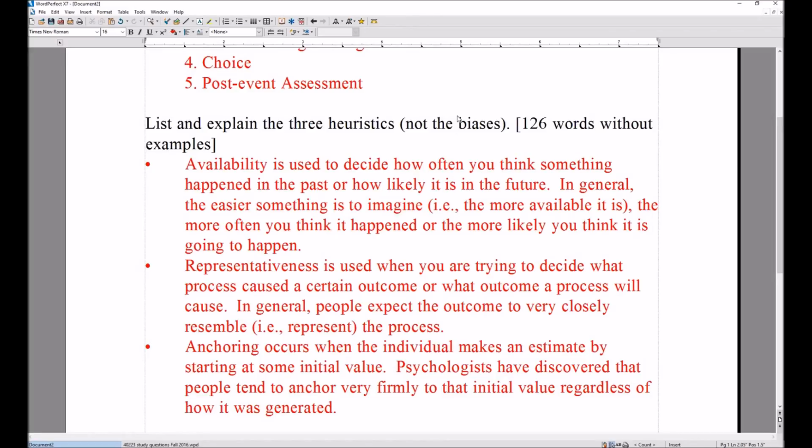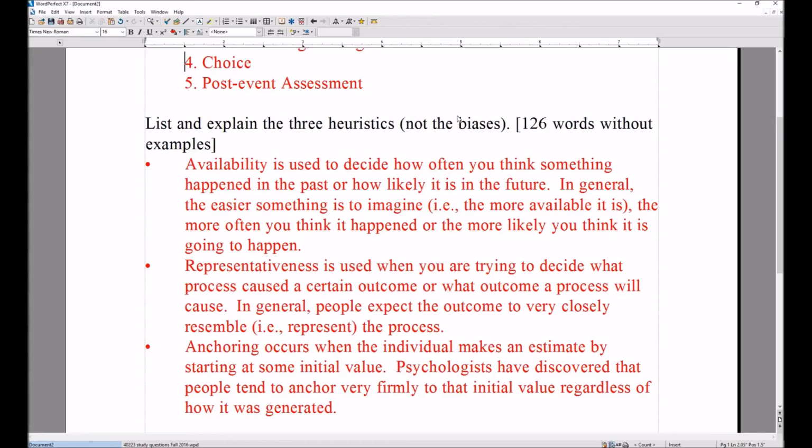So availability depends on how easy it is to picture something, how easily it comes to mind. And the more easily it comes to mind, the more you think it's likely to happen. And actually, that's not a bad rule. On average, that's a pretty good idea.